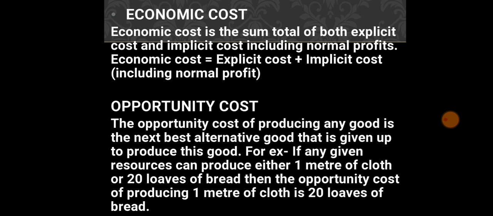So suppose the producer produces 1 meter of cloth and leaves behind the production of 20 loaves of bread, then we can say that the opportunity cost of producing 1 meter of cloth is 20 loaves of bread, because he has given up the production of 20 loaves of bread and produced 1 meter of cloth. He has sacrificed 20 loaves of bread. That is why the opportunity cost here of producing 1 meter of cloth is 20 loaves of bread.